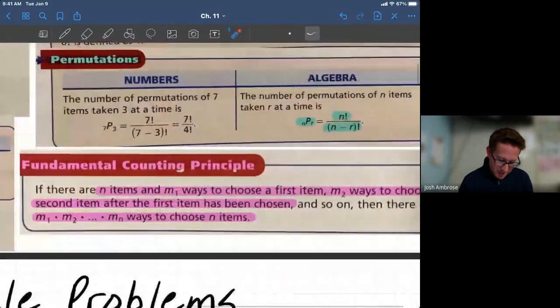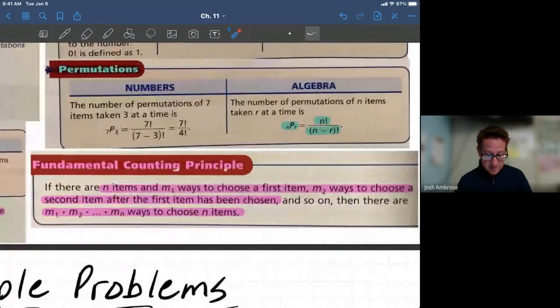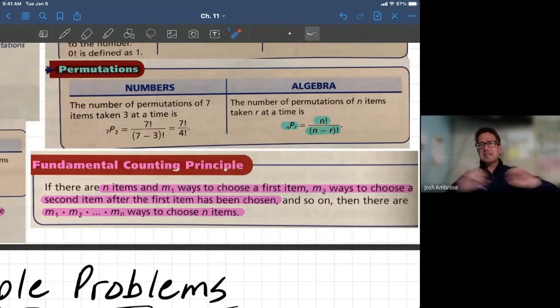And then the last piece, actually the easiest piece, is called the fundamental counting principle. This is basically when they're going to say, hey, here are all these different options.